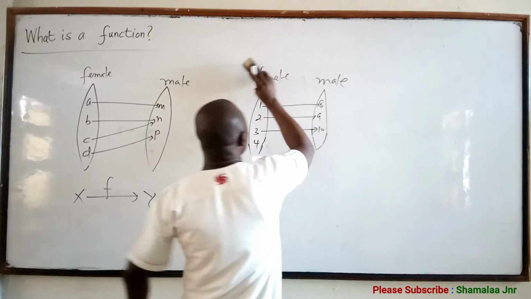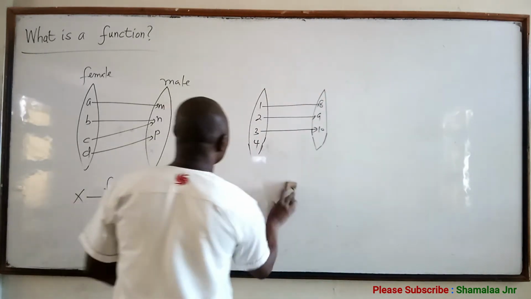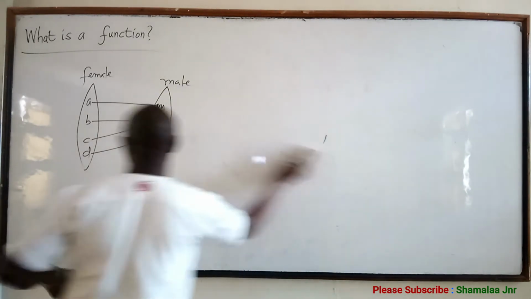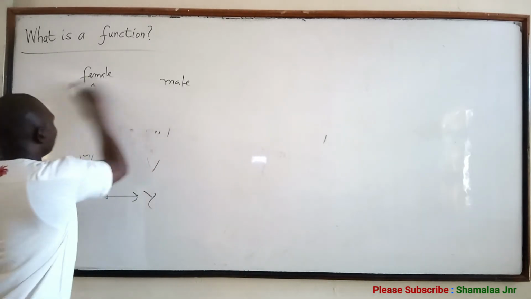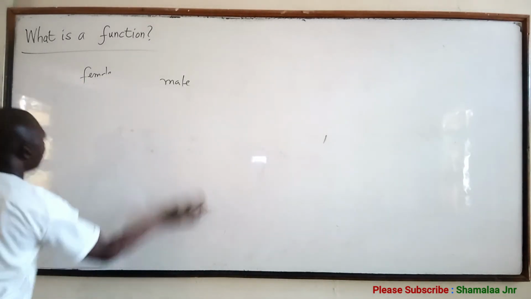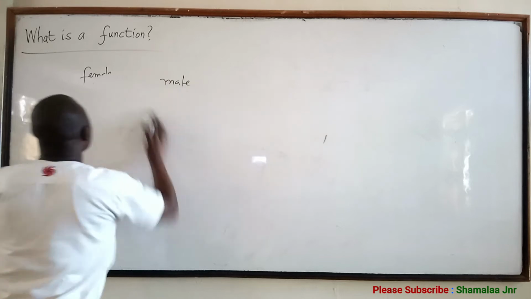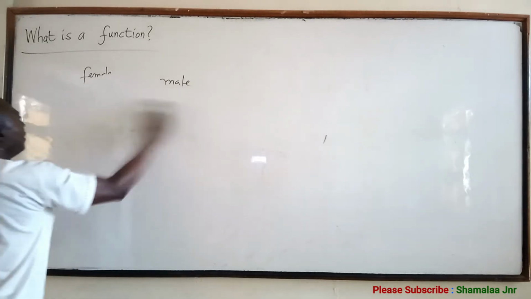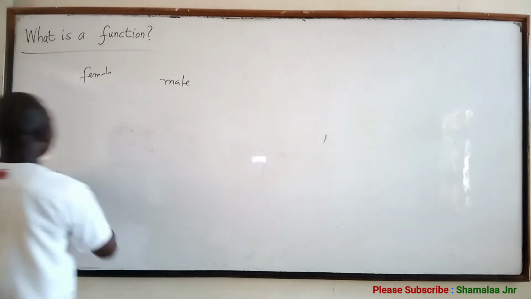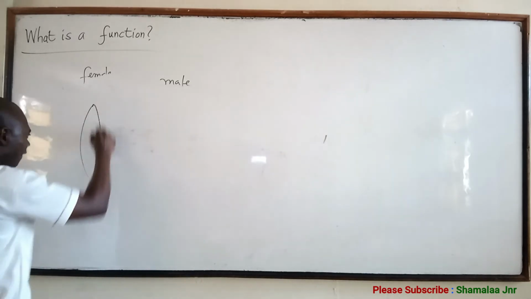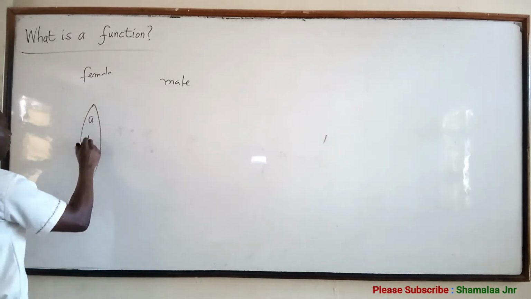Now let's look at more examples. You can have something like this. Let me clean this one. So I'm going to draw some things and ask you to tell me whether they are functions or not. When you have something like this, A, B, C.